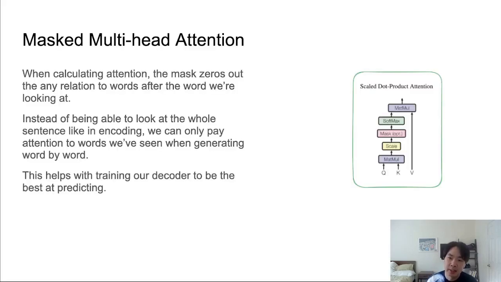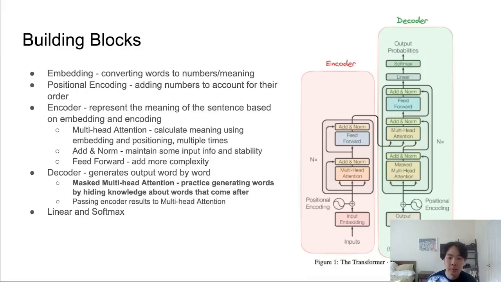What's masked multi-head attention? If you remember in the beginning, we had our attention mechanism. It calculated how it related words to each other, all the words in the sentence. In our case, in the decoder, we don't want words that come later to influence the words that appear before. So we want to basically zero those out while we are calculating attention for the first word in the output. By doing this, it allows us to train a model that's better at predicting, so it can't already know what's going to happen. Our masked multi-head attention practices generating the word by hiding knowledge about words that come after.